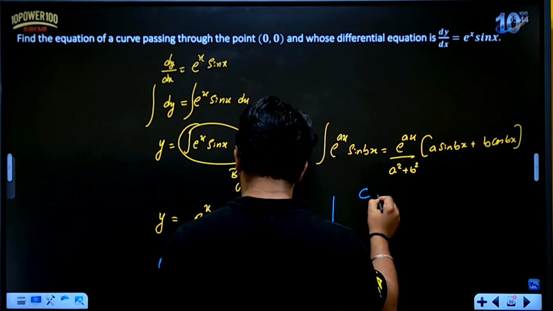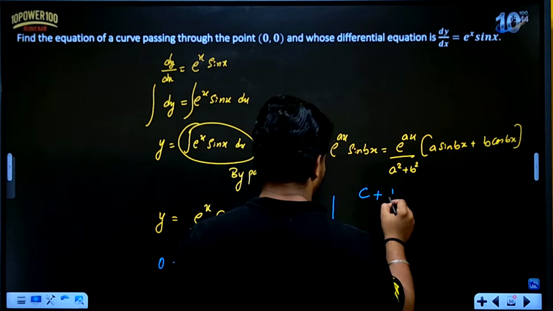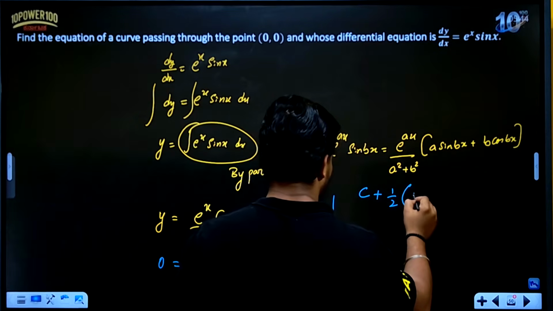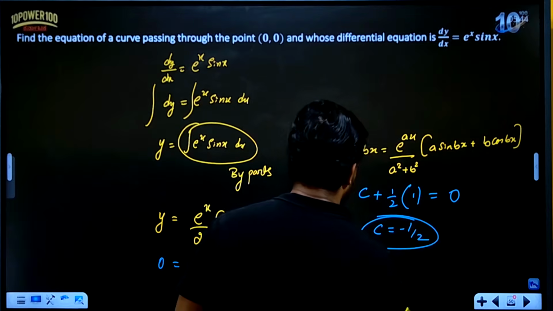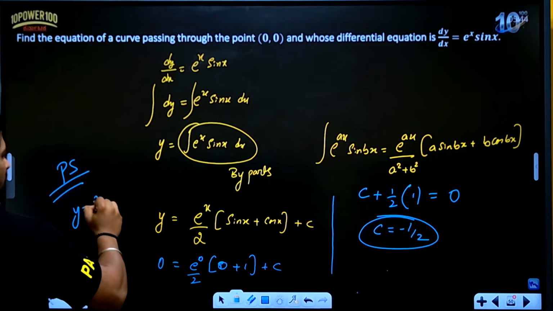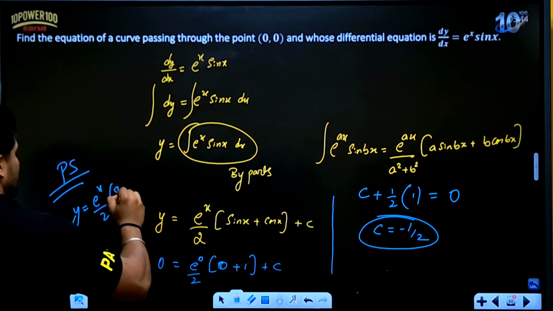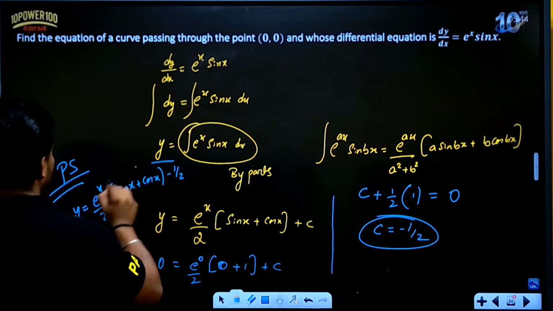So c plus 1 by 2 of 1 is equal to 0. So c is equal to minus 1 by 2. So the particular solution is y is equal to e to the power x by 2 times sin x plus cos x, minus 1 by 2. This is the final answer.